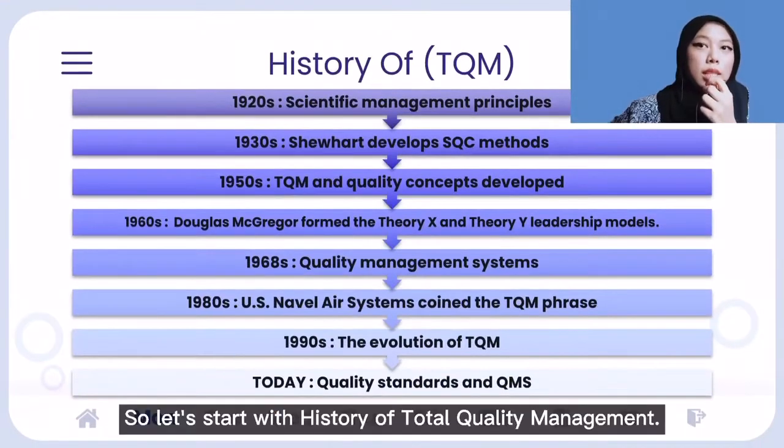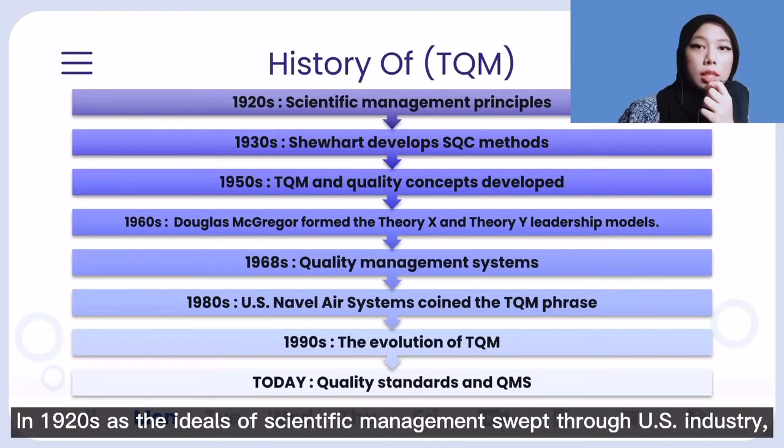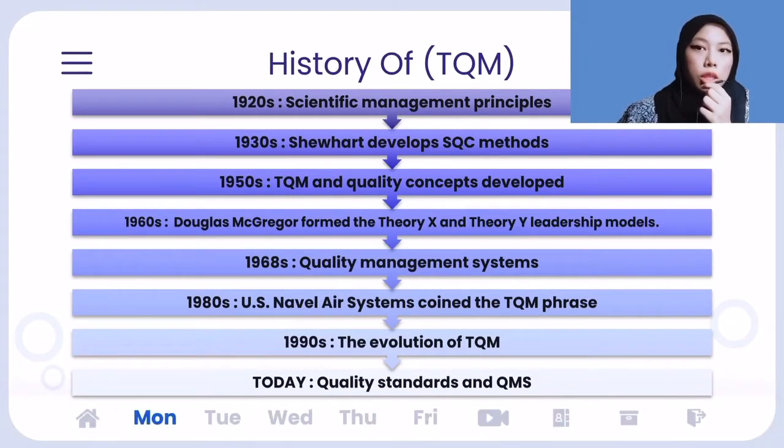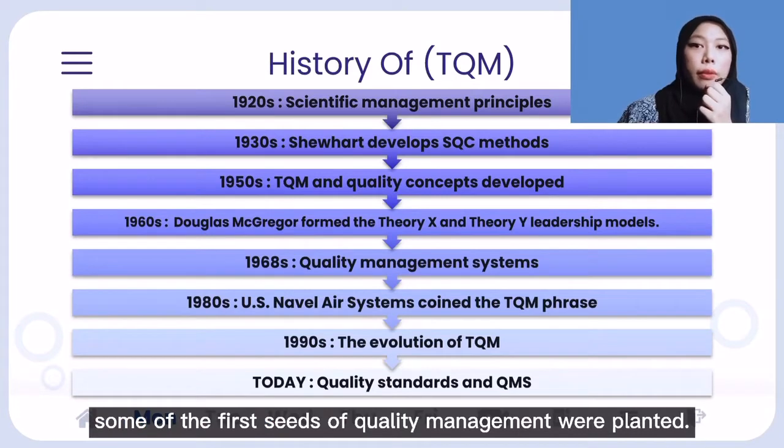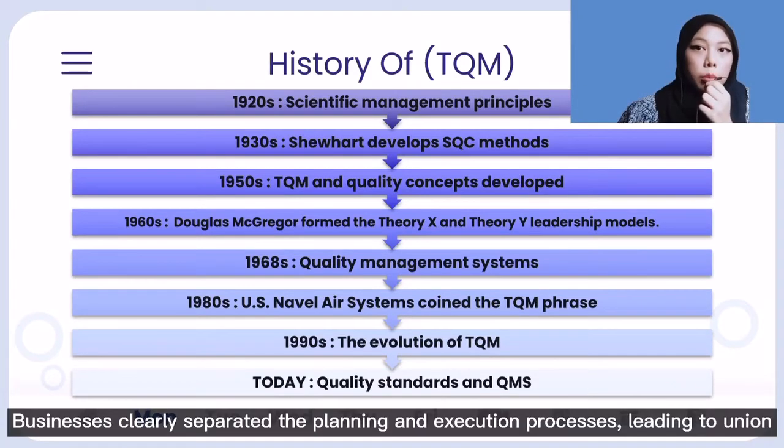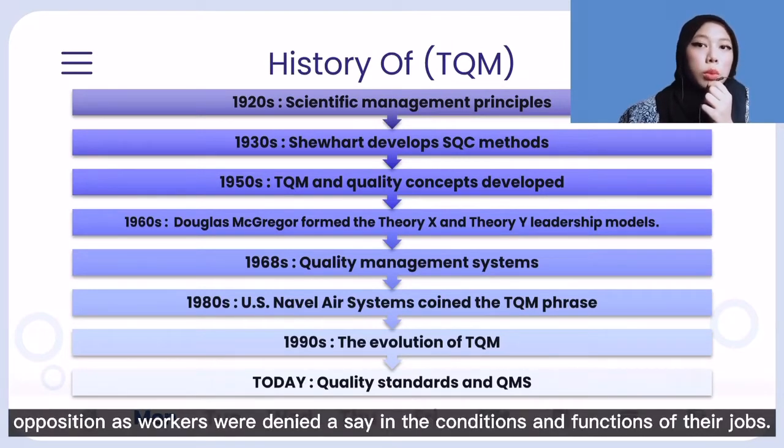So, let's start with the history of total quality management. In the 1920s, as the ideas of scientific management swept through US industry, some of the first seeds of quality management were planted. Businesses clearly separated the planning and execution processes, leading to union opposition as workers were denied a say in the condition and function of their jobs.